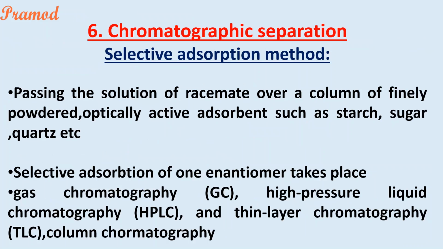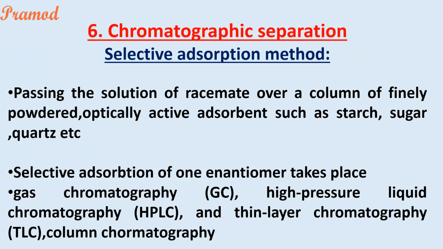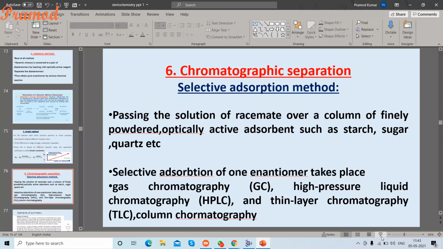And the last one is the chromatographic method, that is the selective absorption method. It uses a column, HPLC or gas, which has an active absorbent in the column. One enantiomer gets attracted and the other does not. Absorbents like starch, sugar, quartz, etc. are used. Techniques are gas chromatography, HPLC, thin layer chromatography and column chromatography, used for the separation of your racemic mixture.